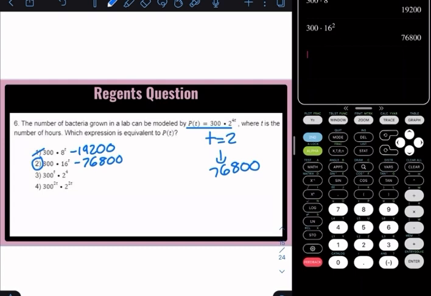And why does that make sense? Well, what is 2 to the 4th power? 2 to the 4th power is 16, and that's the only one that has 16 in our answer choice.